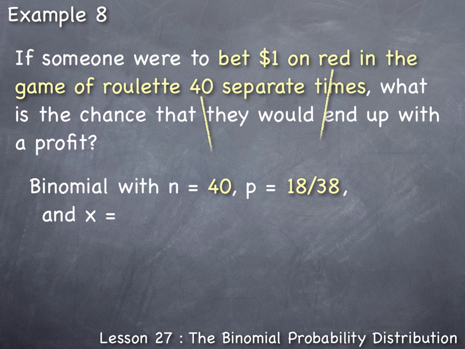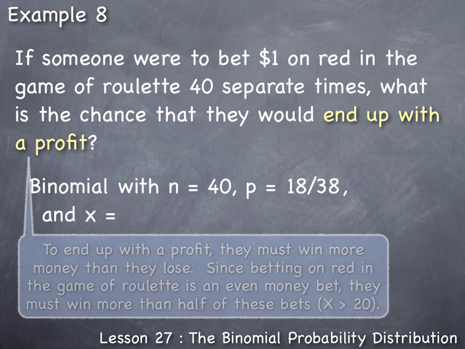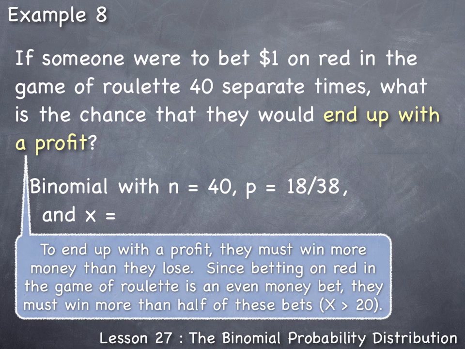Now the value of the random variable x is based on the question we're trying to answer. So here we want to know the chance that they would end up with a profit. So now we need to find the value of the random variable x that corresponds to them ending up with a profit. Well, to end up with a profit, they must win more money than they lose. Since betting on red in the game of roulette is an even money bet, they must win more than half of these bets to end up with a profit.